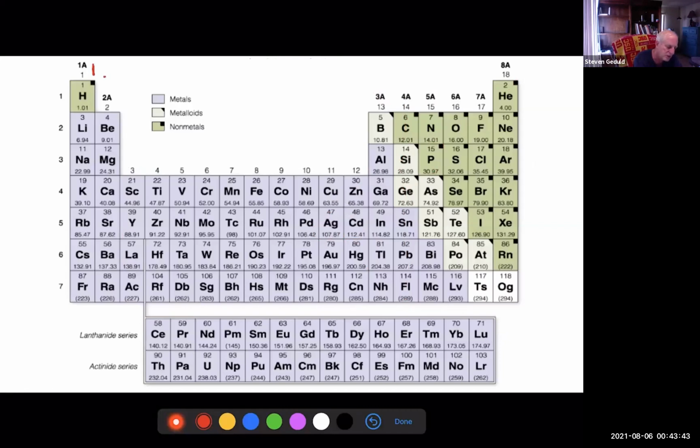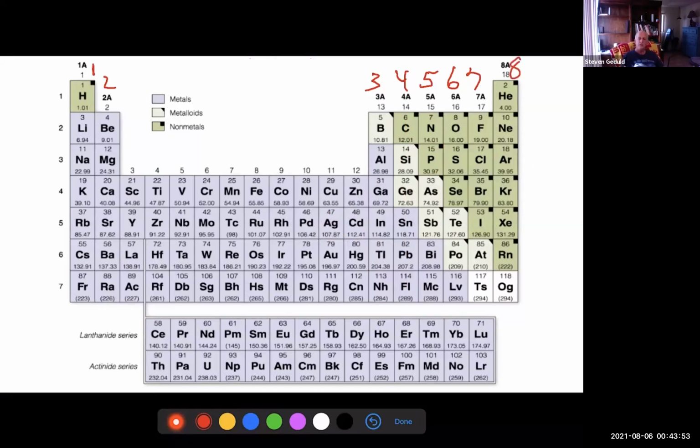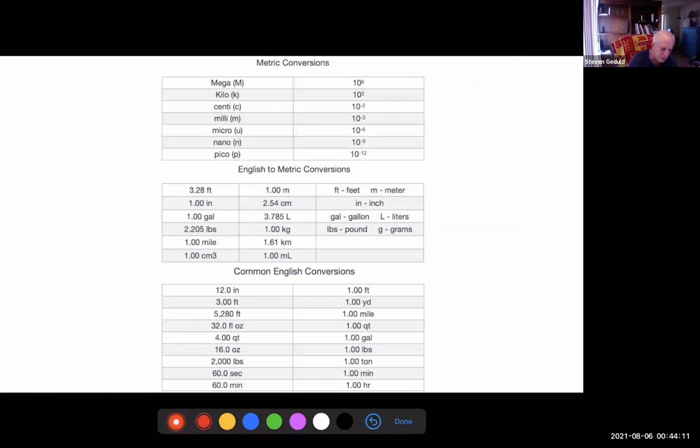Column 2 has 2 valence electrons. Column 3 has 3, 4, 5, 6, 7, and 8. Okay? So anything in those columns will have that number of valence electrons. So carbon has 4, silicon has 6, bromine has 7, sodium has 1, barium has 2. Okay? The transition metal is barium. So that's how we're getting these numbers for valence electrons.